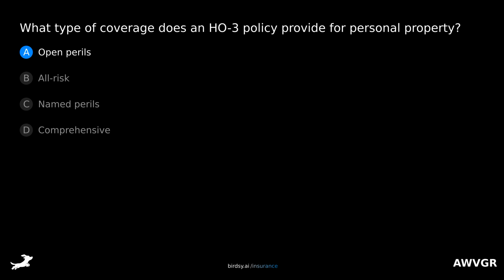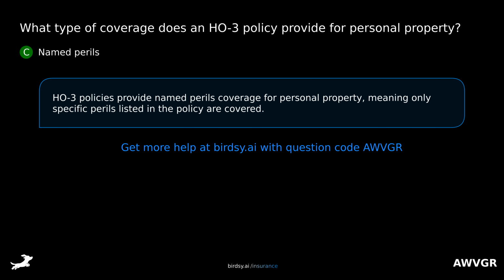Is it A, open perils, B, all risk, C, named perils, or D, comprehensive? The answer is C, named perils. HO3 policies provide named perils coverage for personal property, meaning only specific perils listed in the policy are covered.